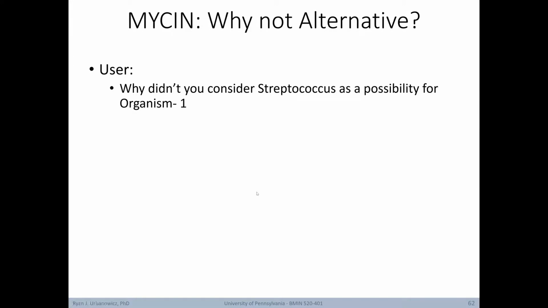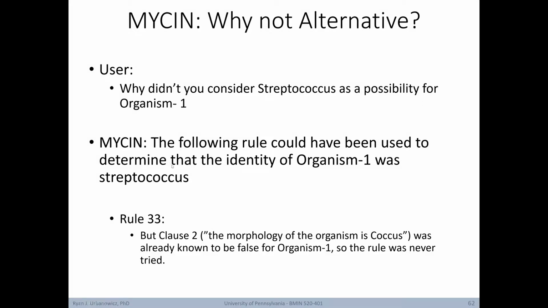Getting back to MYCIN, let's look at an example of when a user might ask for an alternative. So in this case, the user says, "Why didn't you consider streptococcus as a possibility for organism 1?" MYCIN will then go on to explain why maybe that rule wasn't triggered. So in this case, the following rule could have been used to determine that the identity of organism 1 was streptococcus, and it points to Rule 33, and then explains, but clause 2, or condition 2, the morphology of the organism is coccus, was in this case already known to be false for organism 1, so the rule was never tried.